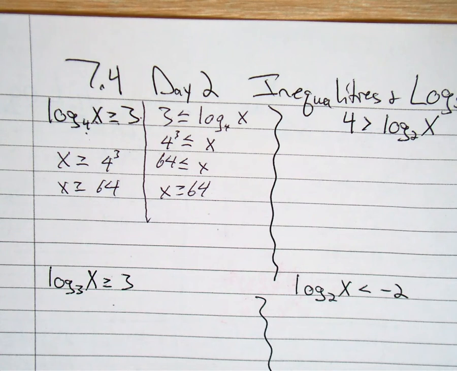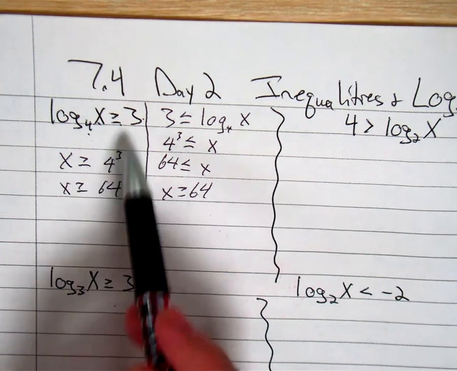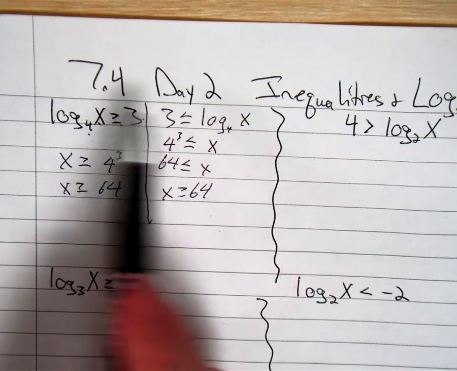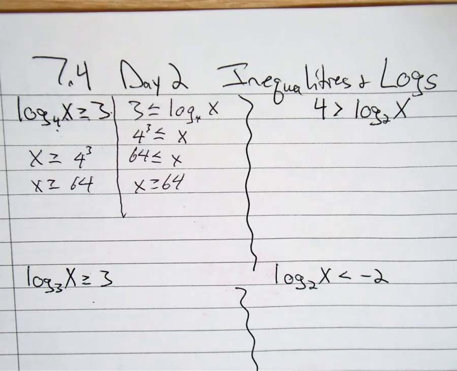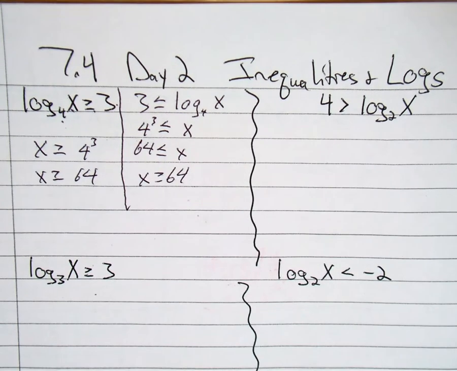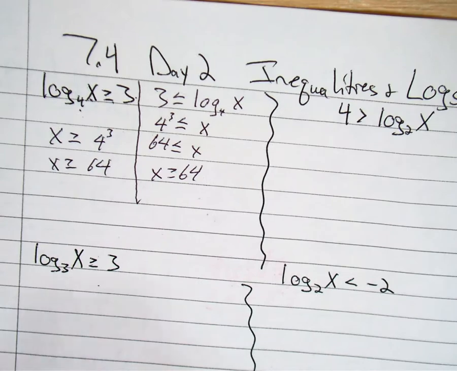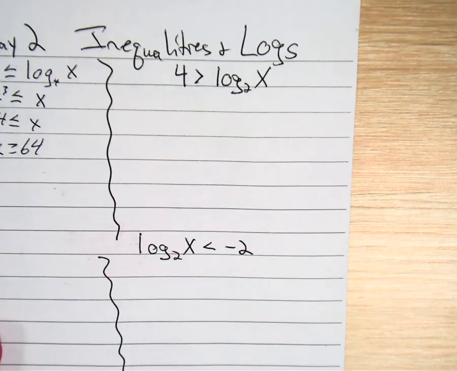Alright. No problems there. x is greater than or equal to 64. These are always going to be really big. We're not going to have any issues. Remember, we can't be negative. We got to be greater than 0. Okay.